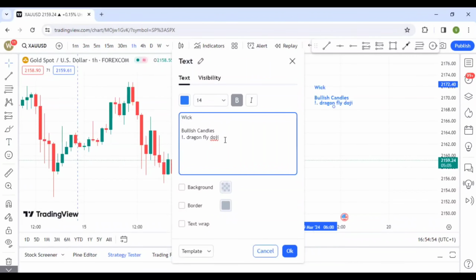We have the dragonfly. We have the hammer. Sorry, it's not that one. We have the hammer. We have the bullish engulfing. Bullish engulfing. We have the tweezer bottom.